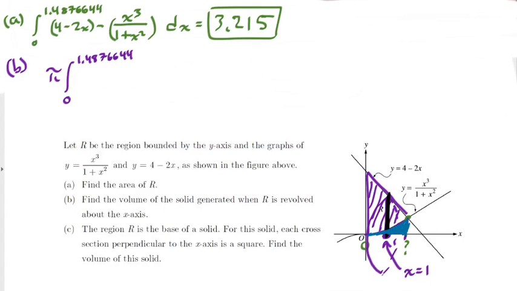So check this out. Instead of writing two integrals, I'm just going to write one. I'm going to write 4 minus 2x, which is the radius of the outer circle, and then I'm going to subtract from that one the radius of the inner circle that says x to the third power over 1 plus x squared. And I put dx right here. Okay, if you plug that into your calculator, boom, you got the answer. And you only have to do one integral for that.